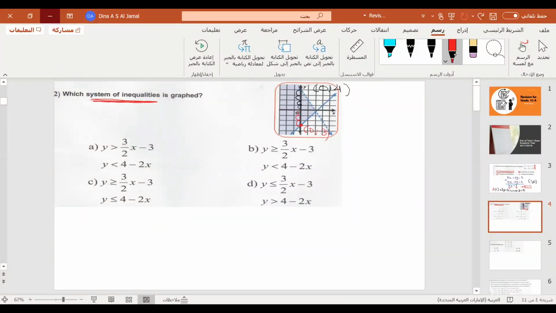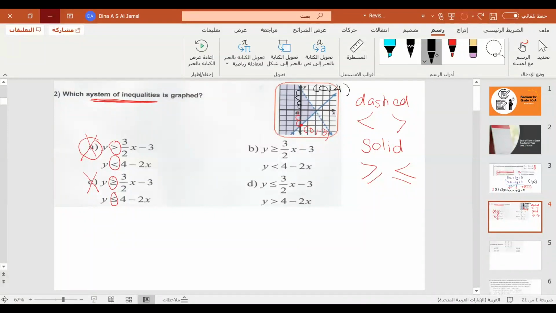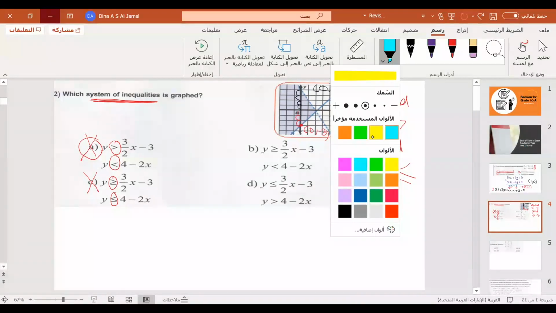So we know that I'm having one dashed and one solid. And whenever you are having dashed, that means it will be without equal. If you are having a solid line, that means you are going to include the equal. So from now, you will be cancelling A. Look at this, both of them dashed or both of them solid. So I should think of B and D. And if you notice, both of them will be having the same function here.